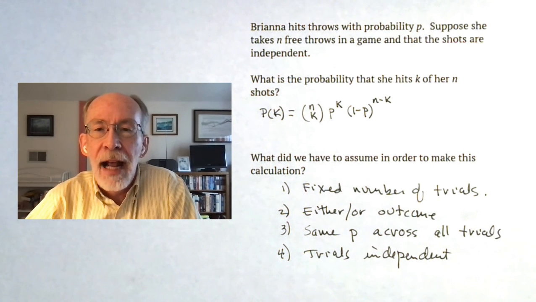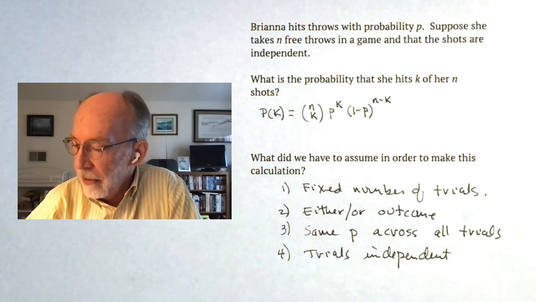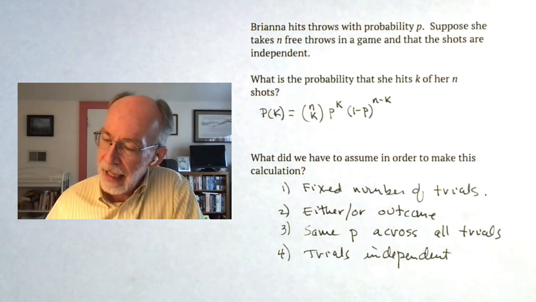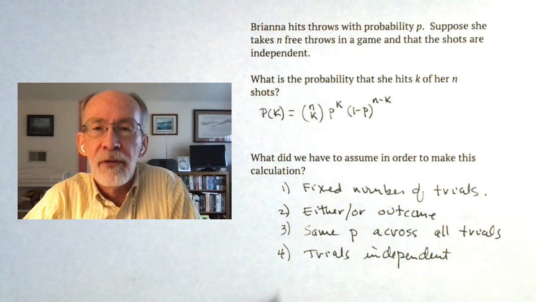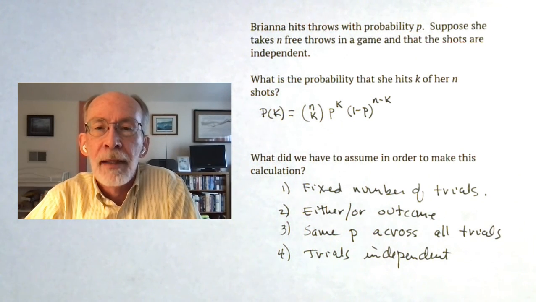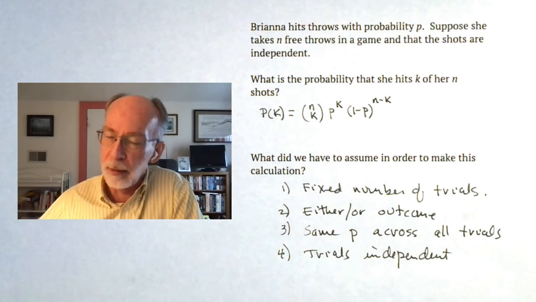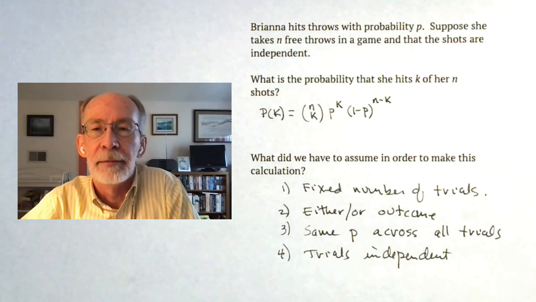So that is a quick introduction to binomial probabilities with the conditions and the formula. Any situation that involves these four assumptions or these four conditions can be thought of as binomial in terms of the probabilities, and you can use this formula here.